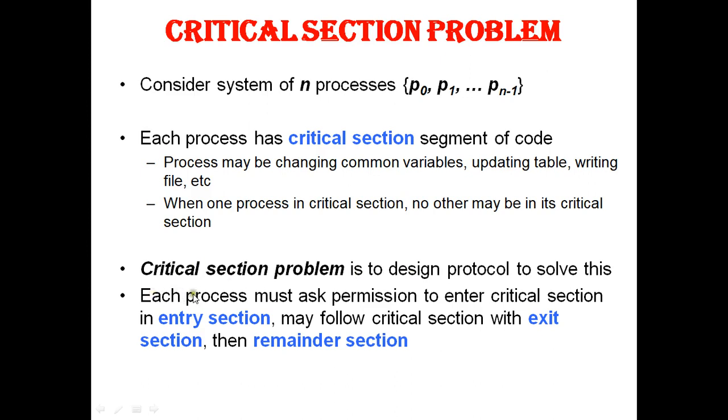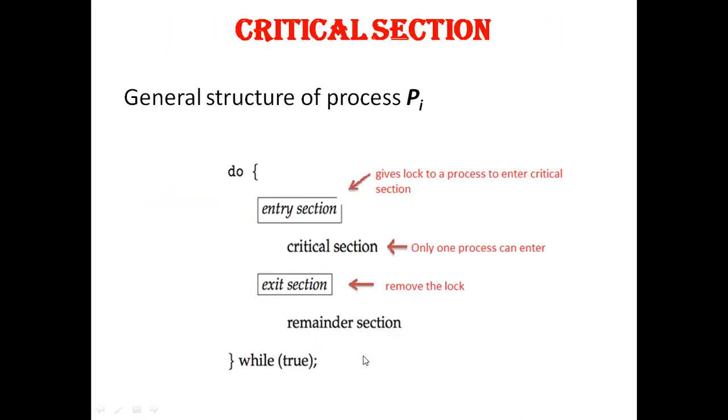That is, whenever I say that a process is executing in its critical section, it should go through three major sections in order to enter the critical section. The first section is called the entry section, which is followed by the exit section and then the remainder section. What is this? We shall see in the next slide.